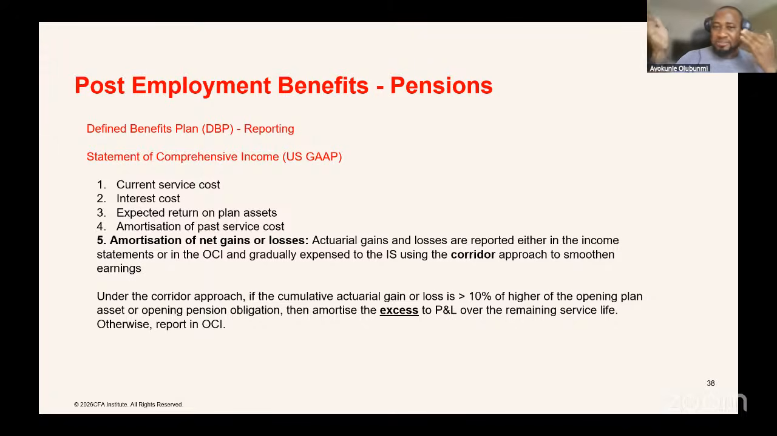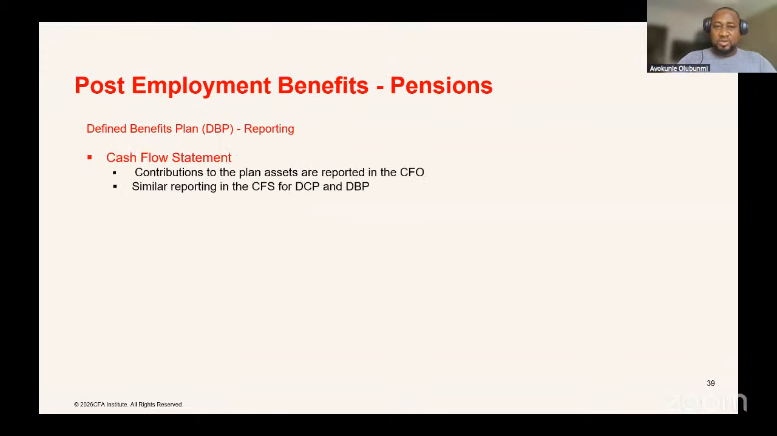And what's the corridor approach? It's simply saying that you will compare the value of actuarial gains or losses with 10% of the higher of the opening assets or opening liability. So what do I mean? The fair value of the opening assets, you get 10% of it. Get 10% of the present value of the pension obligation. The higher of the two, you now compare it with the cumulative actuarial gains or losses. If the actuarial gains or losses are higher, that difference that is higher, you can now amortize it in the income statement just to smoothen it, to ensure that the impact is not much on the income statement.